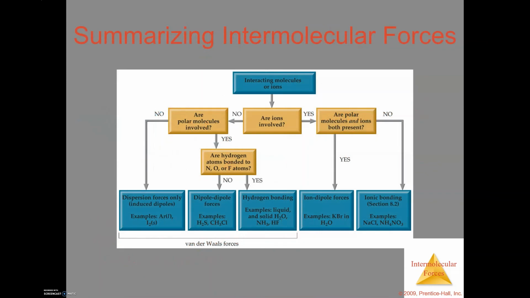Now to summarize the intermolecular forces, this is a good little flow chart diagram. You can use this diagram to ask questions, and it helps you in determining the type of interactions that might be present.